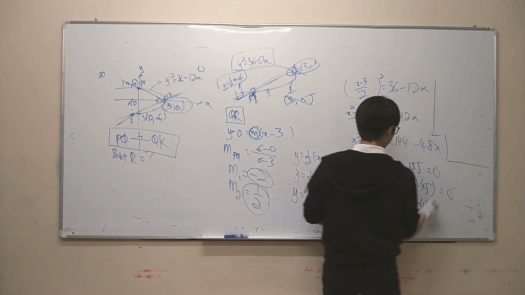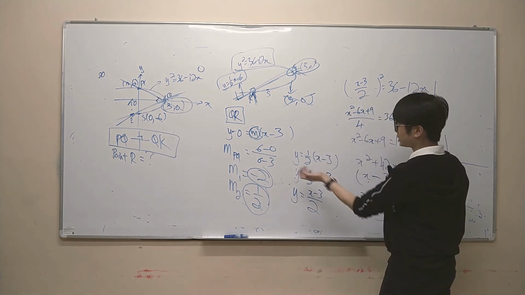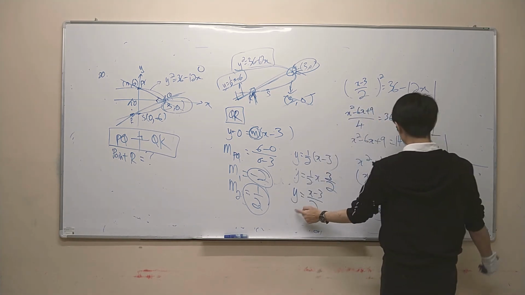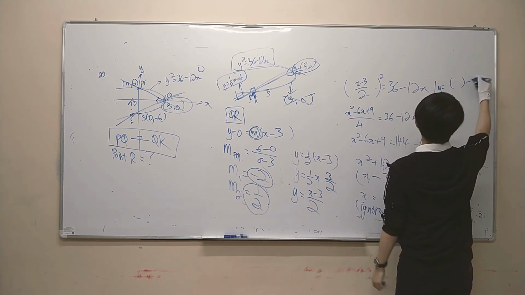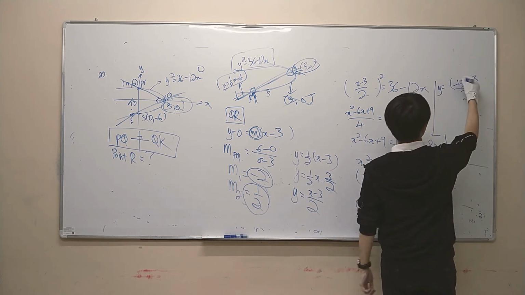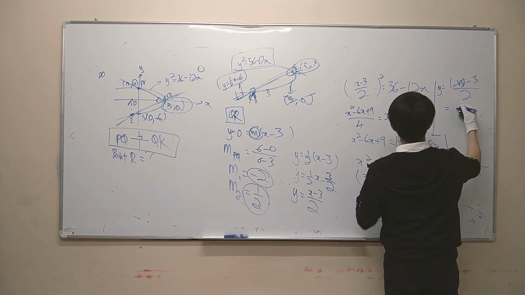And then now I continue here. I substitute this back into the original equation. So you can substitute this one: y equals x minus 3 over 2. So x is what? Negative 45. Negative 48 divided by 2.